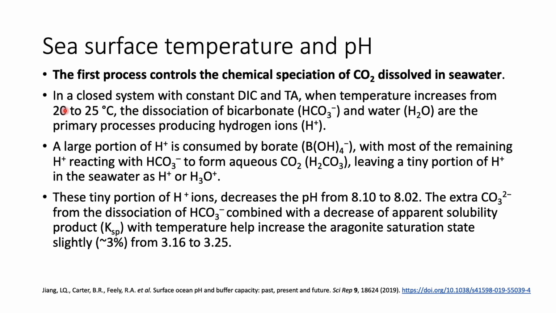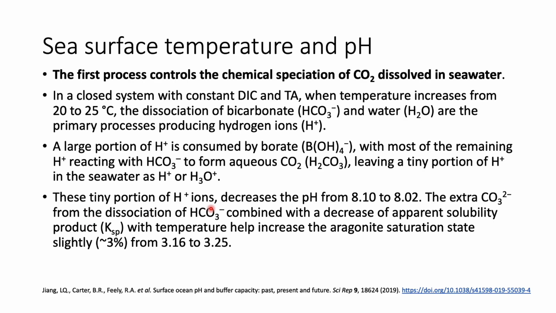So what actually happens in a closed system with a constant DIC, that is dissolved inorganic carbon, and total alkalinity, when the temperature increases from 20 to 25 degrees, that is a 5 degree increase? The dissociation of bicarbonate and water are the primary processes producing hydrogen ion. So this is process number one. A large portion of this hydrogen ion is consumed by borate, with most of the remaining H+ ion reacting with bicarbonate to form aqueous carbon dioxide, leaving a tiny portion of H+ ions in the seawater as H+ or H3O+. So this is the next process that is happening.